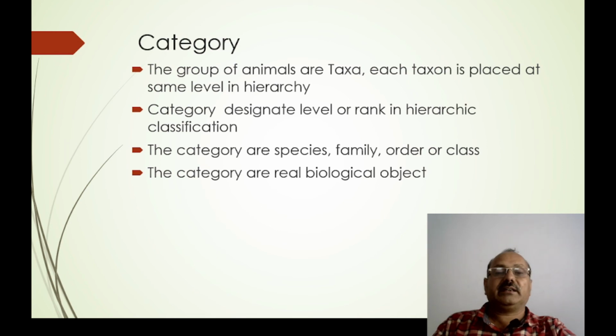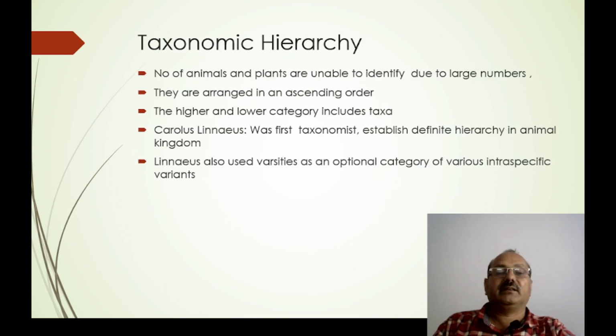Now, the next basic unit is the category. The category is a group of taxa. Each taxon is placed at the same level in the hierarchy. Category designates the level or rank in hierarchic classification. The categories are species, family, order or class. The categories are not real biological objects. Now the next topic is taxonomic hierarchy.